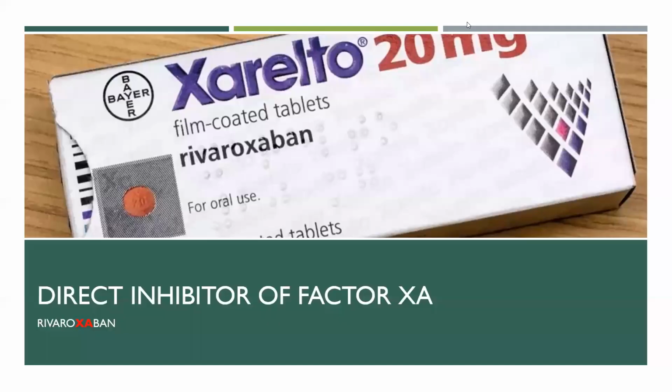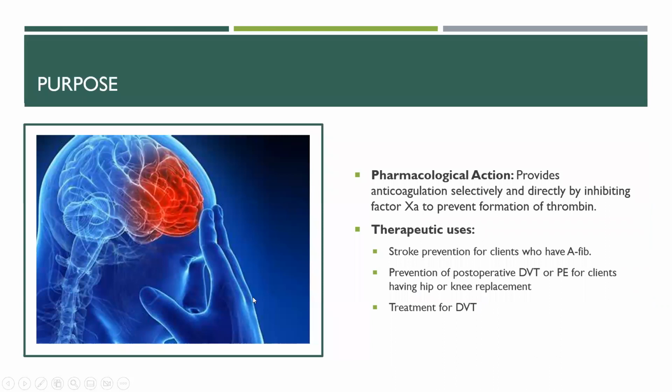So the next one we're going to talk about is rivaroxaban, which is a direct inhibitor of factor Xa. I highlighted Xa to kind of remember it. It's rivaroxaban. Your purpose is it provides anticoagulation selectively and directly by inhibiting factor Xa to prevent formation of thrombin. It can be used for stroke prevention in patients who have AFib, prevention of postoperative DVT or PE, and treatment for DVT.